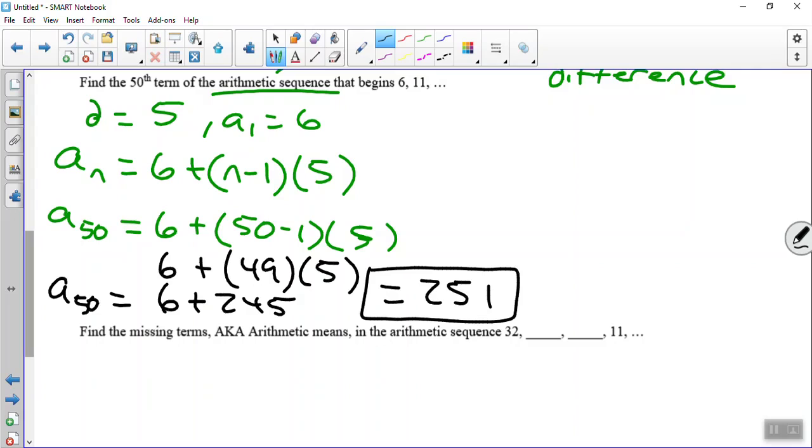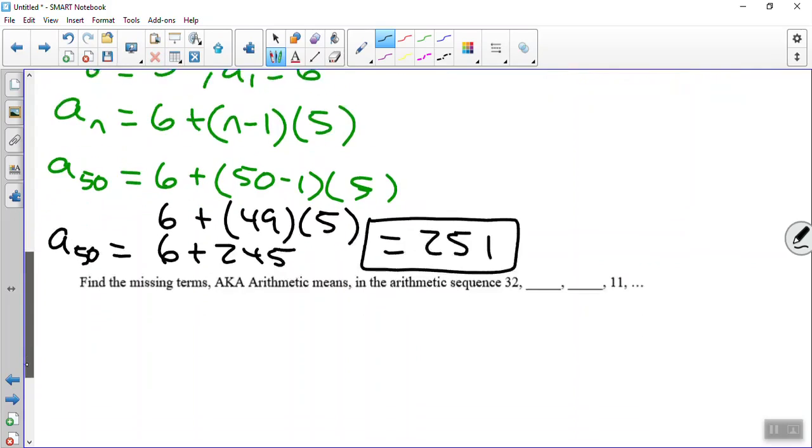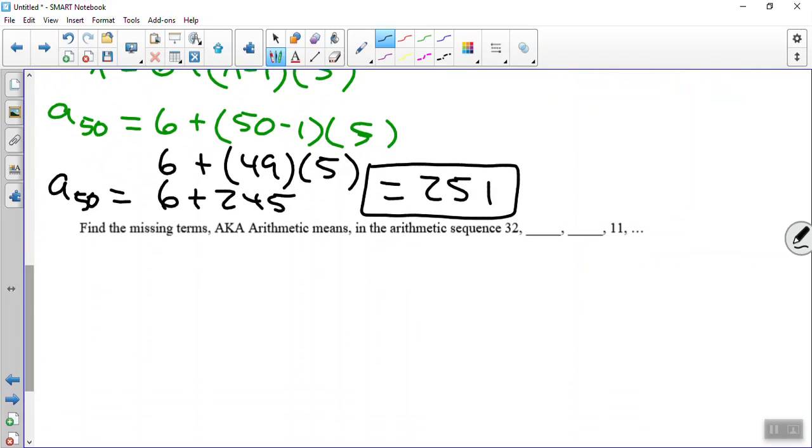Okay. So try something different. Find the missing terms. Go ahead and try this if you want on your own. I'm going to go through and work it out. This is the last thing we're doing. So find the missing terms. These are also known as finding the arithmetic means, or the missing terms of a sequence.